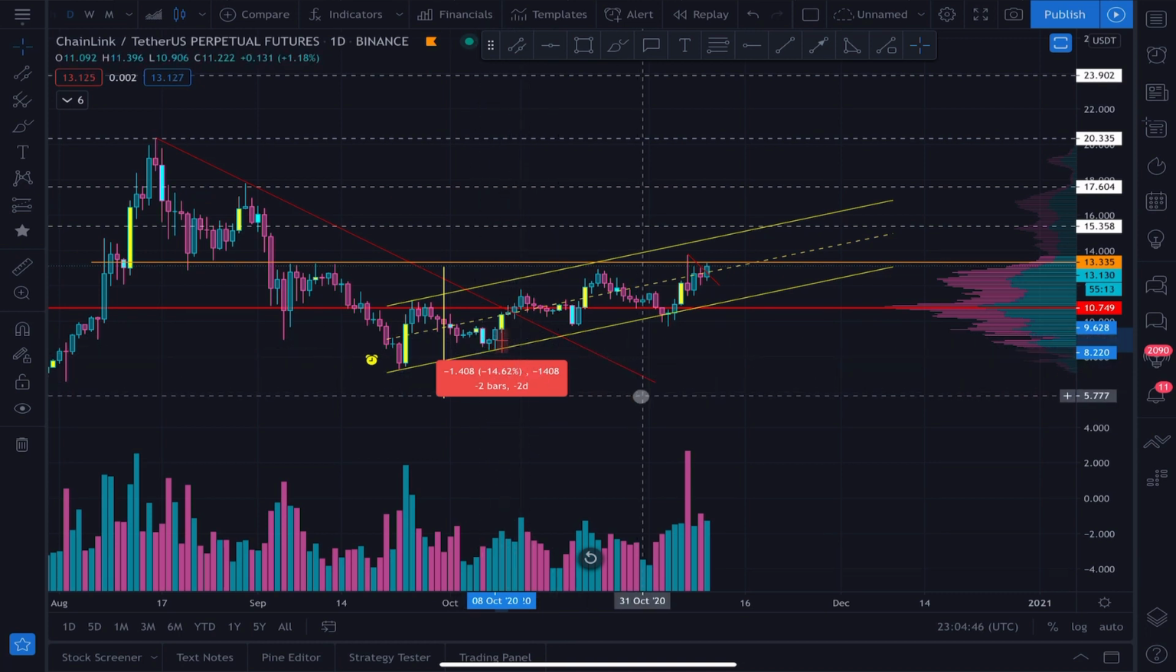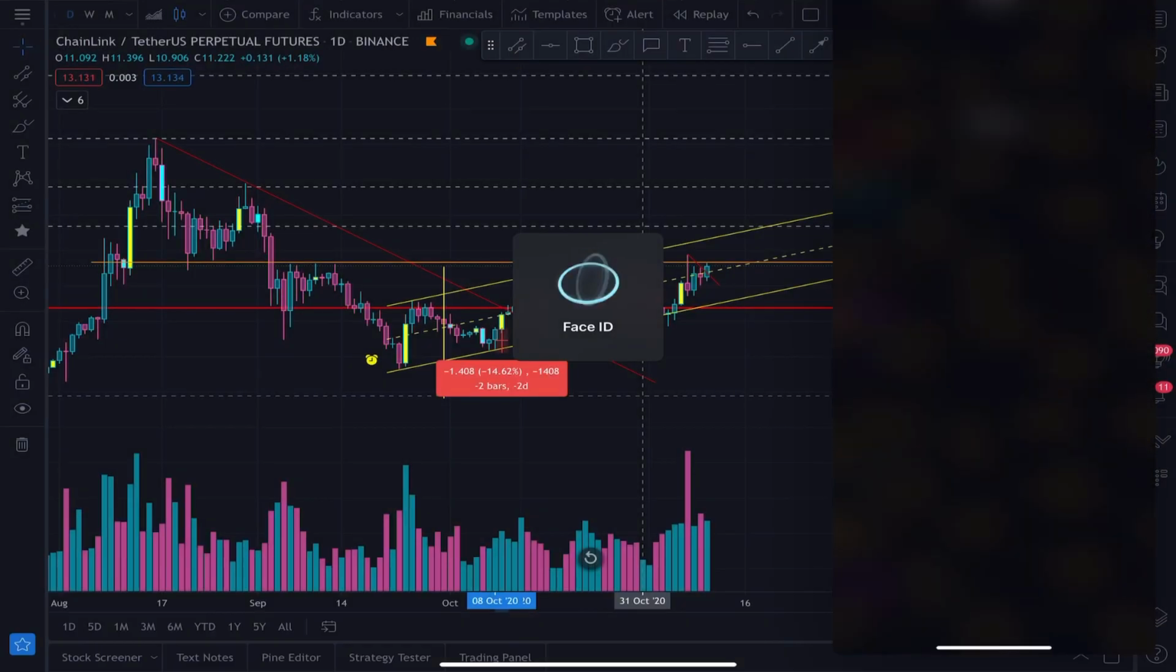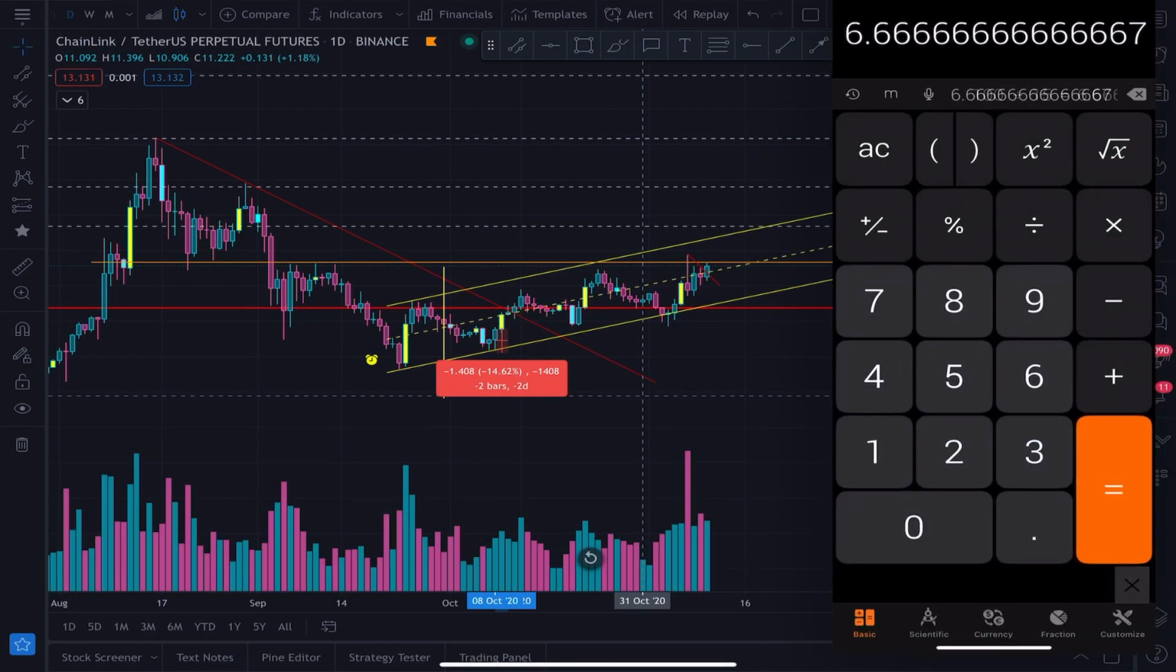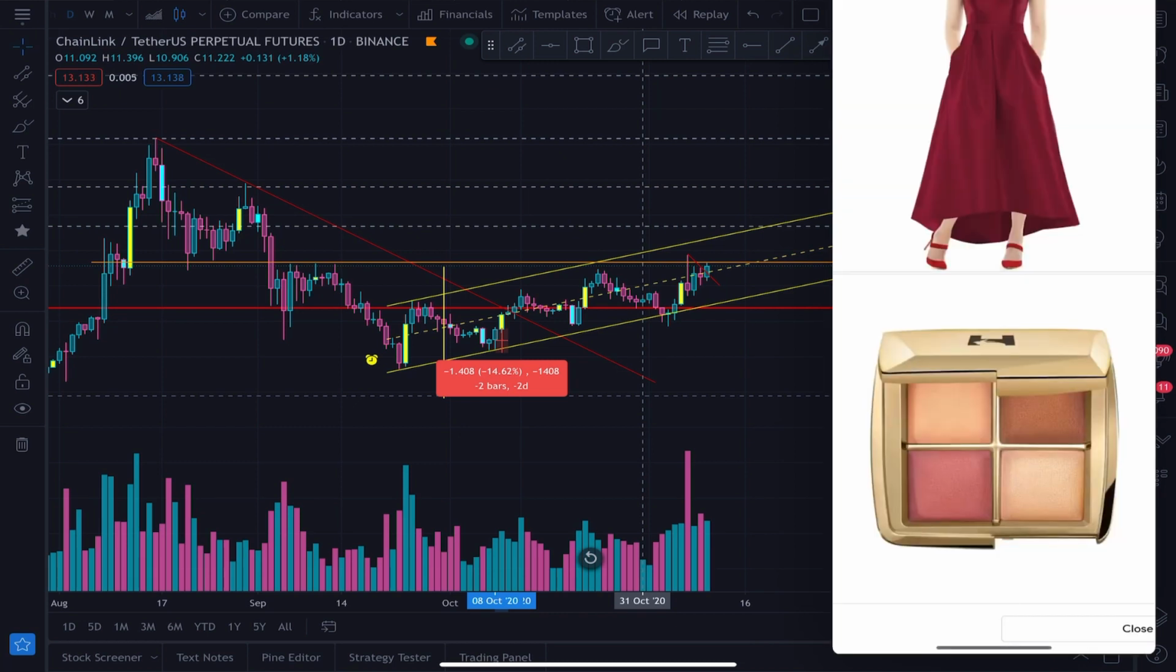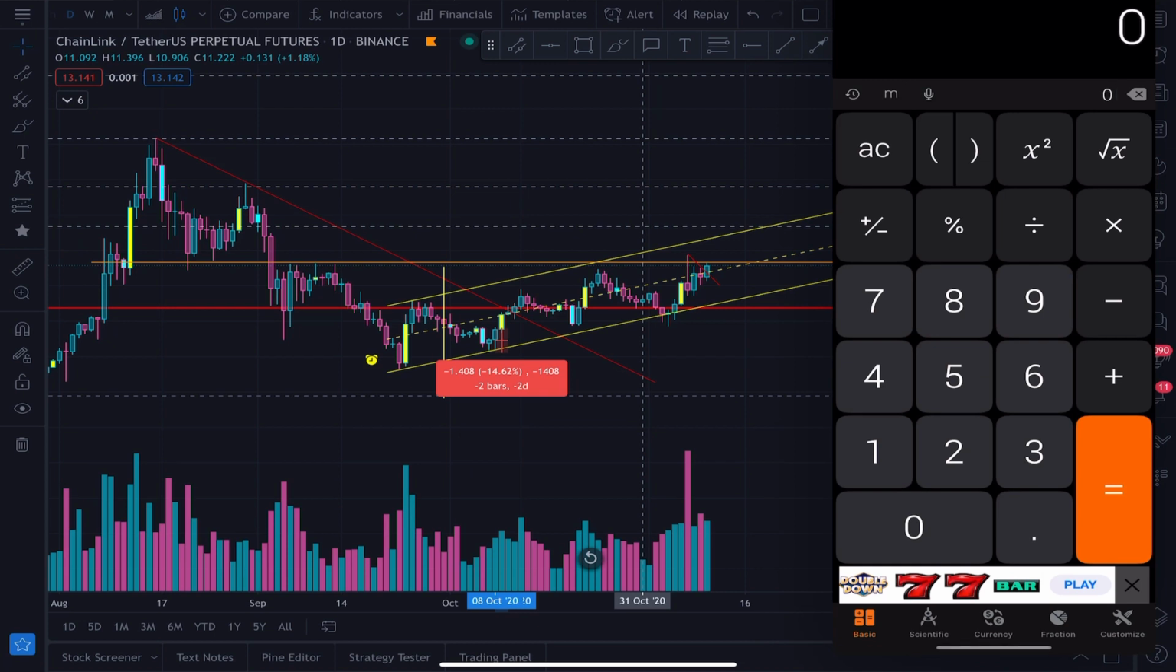So if we just pull up our calculator here. So we don't need all these ads. When did the ads start? Come on. Freaking Apple. So take $100 on your calculator and divide it by your percentage points of your stop loss, which is 15.